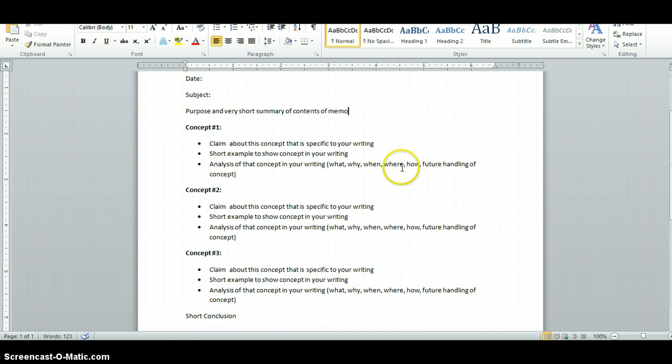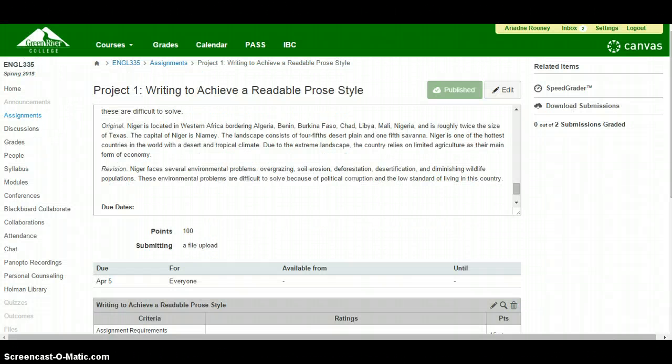You might not be able to answer all these questions. You might answer 1 or 2, but try to address them in your analysis. And you're just going to build this with 3 to 5 different concepts that you notice in your writing. And then you're going to have a very short conclusion where you wrap it up. So don't feel overwhelmed at that 2 to 3 pages. Build it 1 concept at a time, and you're going to be just fine. You'll be absolutely fine. You'll be golden.